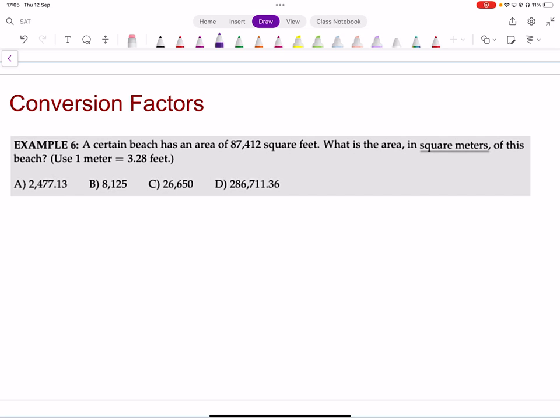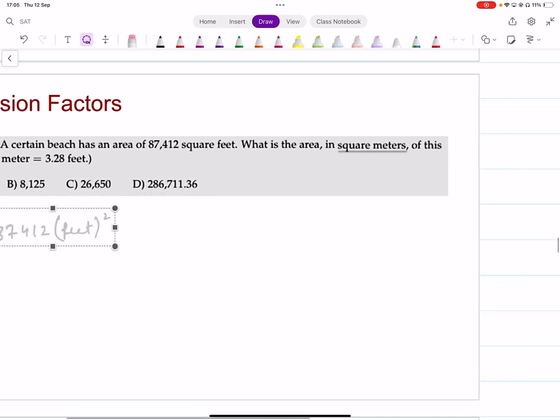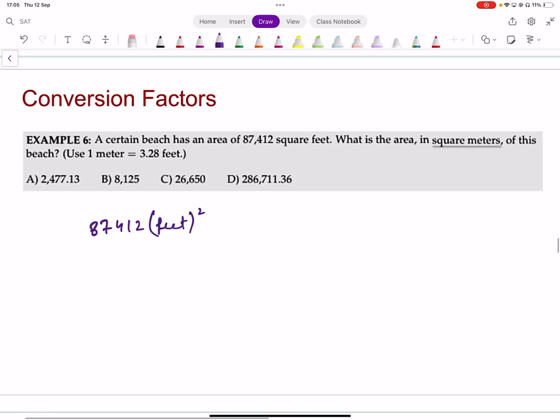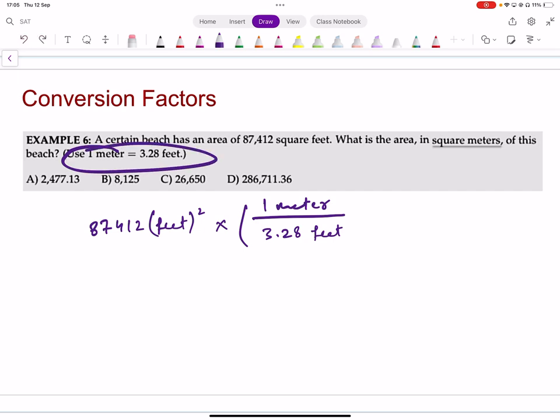Area is 87,402 square feet. That's the area that's given. You want the final result to be in square meters. So you want meter square at the end. Feet need to cancel. What do you multiply it by? 3.28 feet in the denominator, 1 meter in the numerator, right? That's the conversion factor that you're given, 1 meter to 3.28 feet. Is that okay?